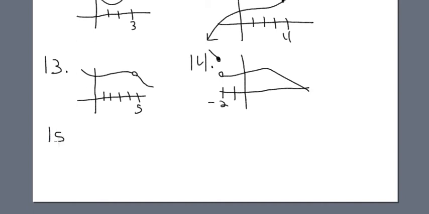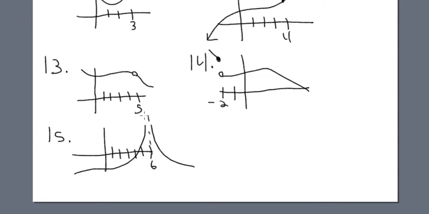Number 15 has a vertical asymptote at x equals 6. 1, 2, 3, 4, 5, 6. Vertical asymptote means it never touches it. Something like that. Vertical asymptote. So, pretty simple. Let's look at one last one, number 16.